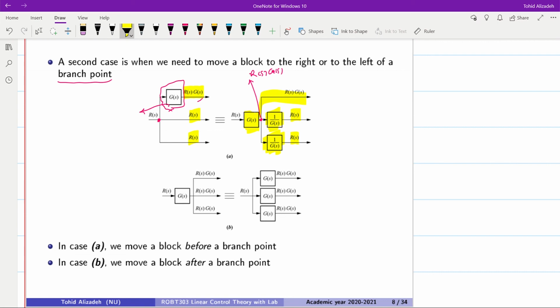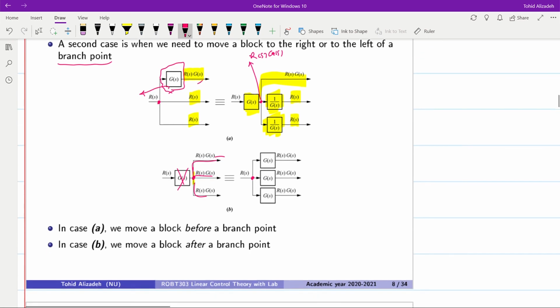Moving the block after the branch point is easier. It will just disappear from where it was and it will appear on all other branches. And I think this is kind of obvious how it happens. Over here we already had R times G as the signal, and on all the paths, all the branches, we had the same signal. Now that we have R at the branch point, we need to multiply it by G of S in order to have exactly the same signals as before.